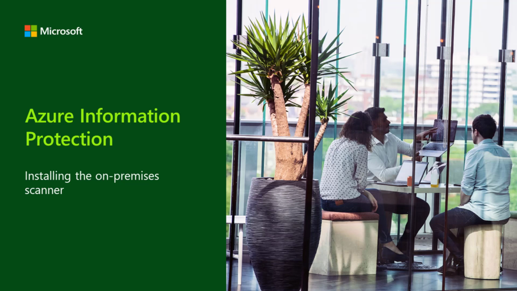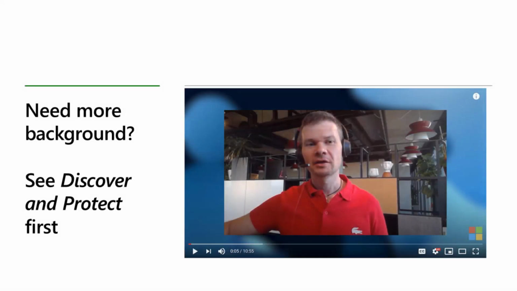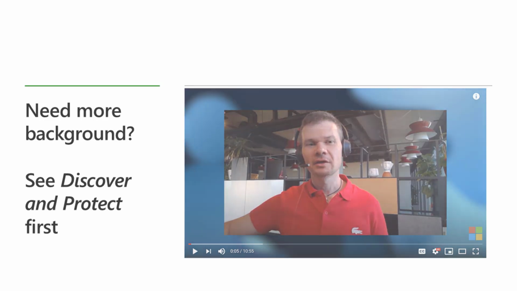Welcome to the Azure Information Protection On-Premises Scanner installation video. We'll take you through the main steps you'll need to complete when deploying the AIP scanner on your tenant. If you need more background about AIP, what the scanner does, and the modes it supports, see our Discover and Protect video first, and then come back here when you're ready to deploy.